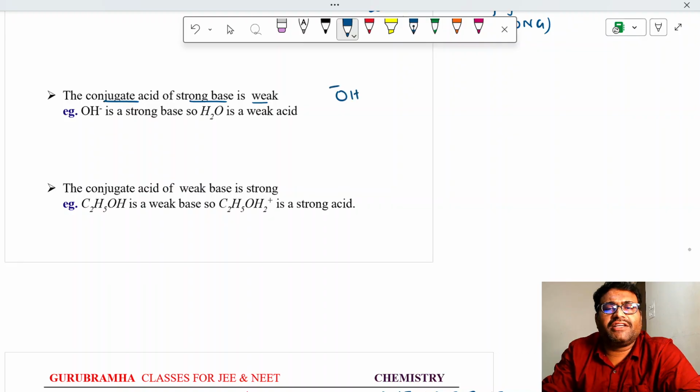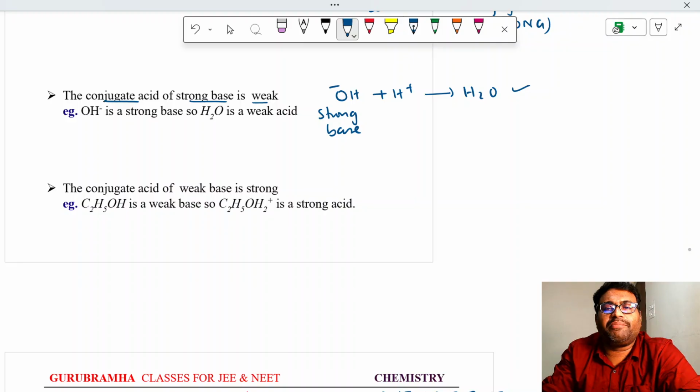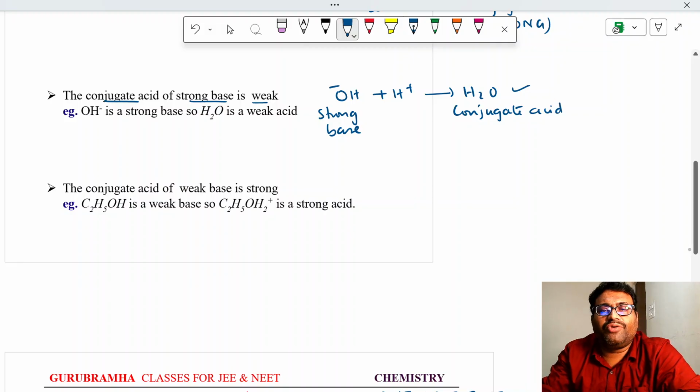See, OH minus takes a proton to convert into H2O. So now it has more tendency to take a proton because it is negatively charged. If you take H plus, it becomes neutral, it becomes stable. So what is this, a strong base? Because it is accepting a proton. And what will this be? This is the conjugate acid of OH minus.